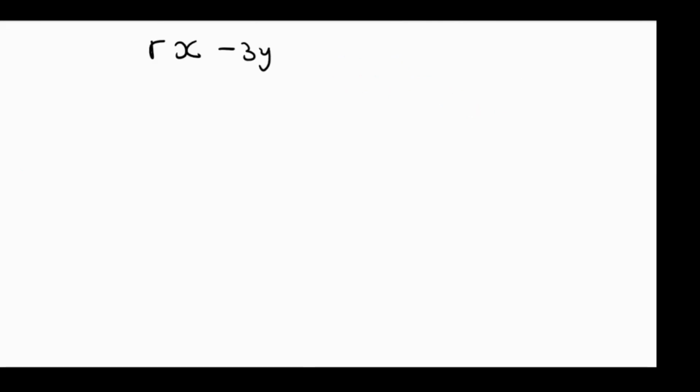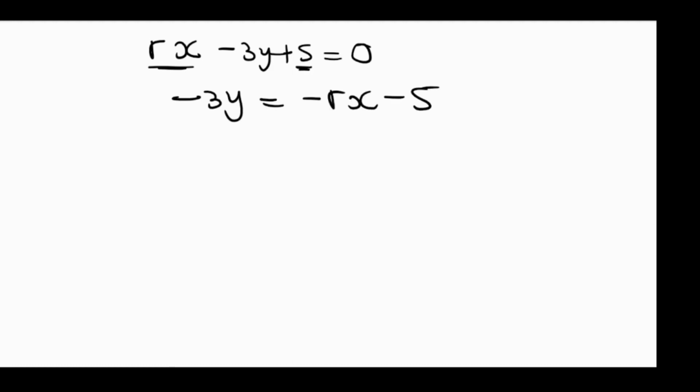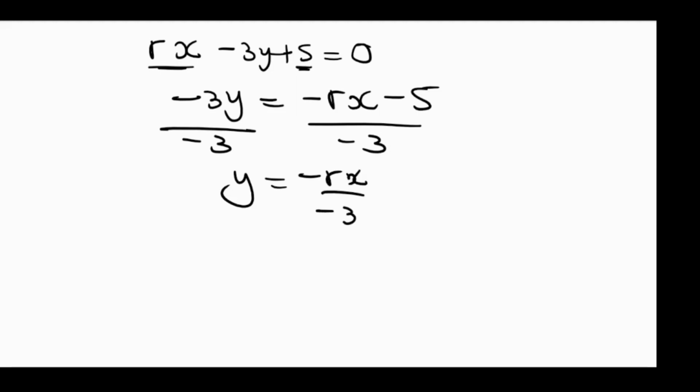rx minus 3y plus 5 equals 0, right? And then we're going to write it in standard form so that we will be able to calculate this r. To do that, we transpose this part to the other side. So you're going to have minus 3y equals minus rx minus 5, right? And then we divide all sides by minus 3. So y is going to be equal to negative rx over minus 3 minus 5 over minus 3, right? So y equals, and the negative goes away.